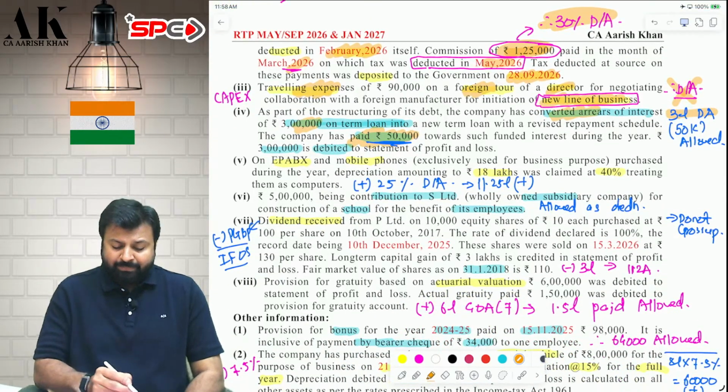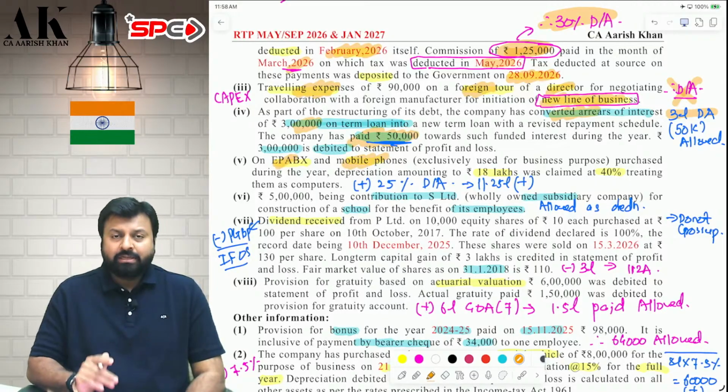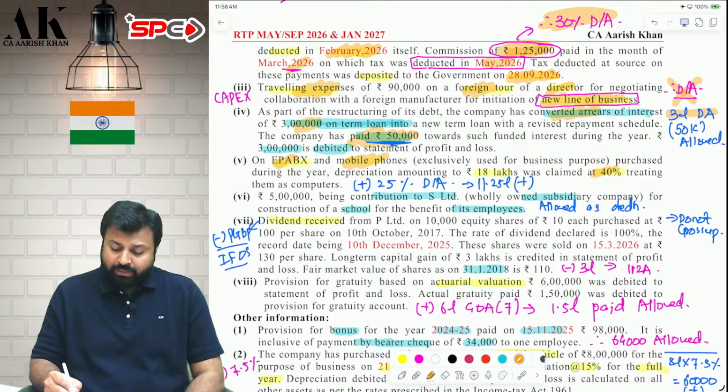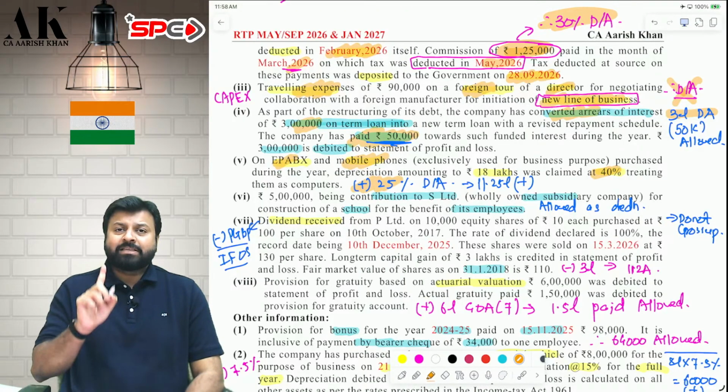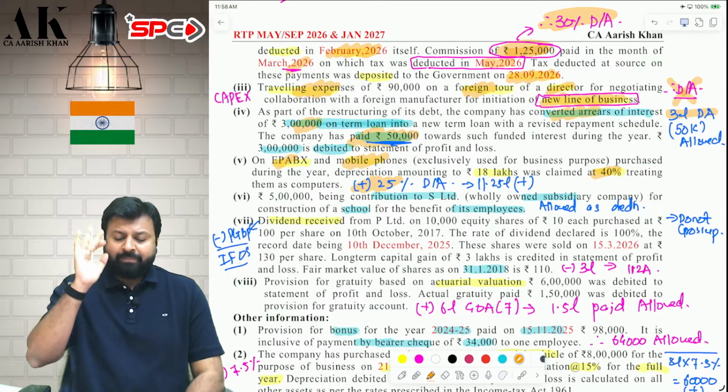Next one, EPBX and mobile phones are subject to 15% depreciation, but mistakenly you have taken 40% depreciation. Therefore, 25% depreciation on EPBX and mobile phones will be disallowed. So 25% you have to disallow.